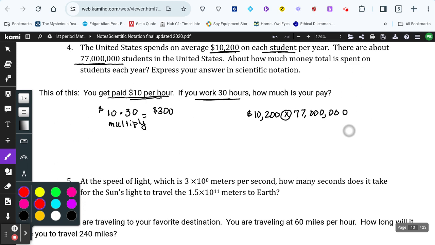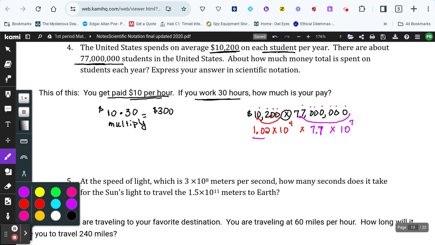To write this in scientific notation, I'm going to move the decimal in between the 1 and the 0. So that's 1.02. You can drop those two zeros. Times 10 to the 1, 2, 3, fourth power. It's a positive 4 because this number does not begin with a 0. Okay? Then we're going to multiply by this number converted to scientific notation. I'm going to move the decimal between the two sevens. So that's going to be 7.7 times 10 to the 1, 2, 3, 4, 5, 6, 7th power.